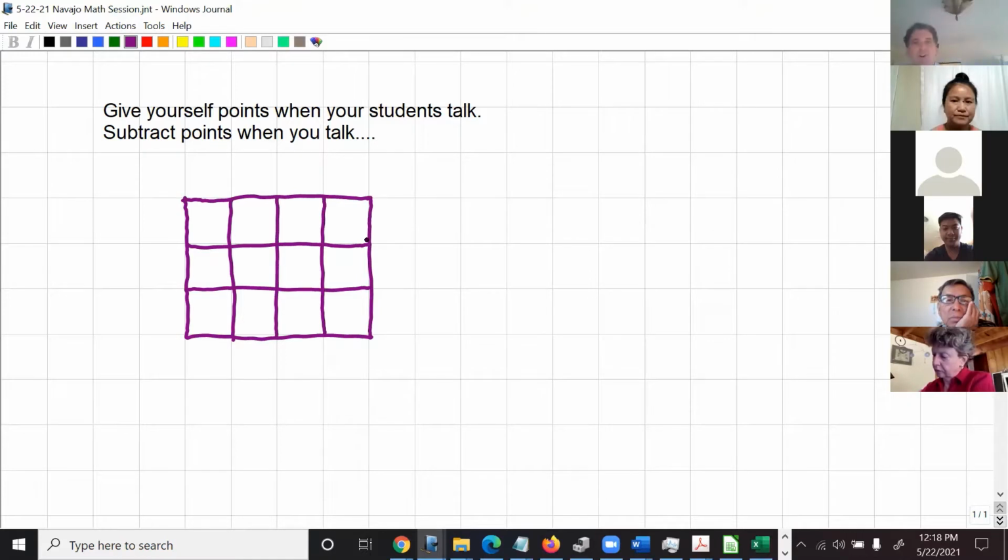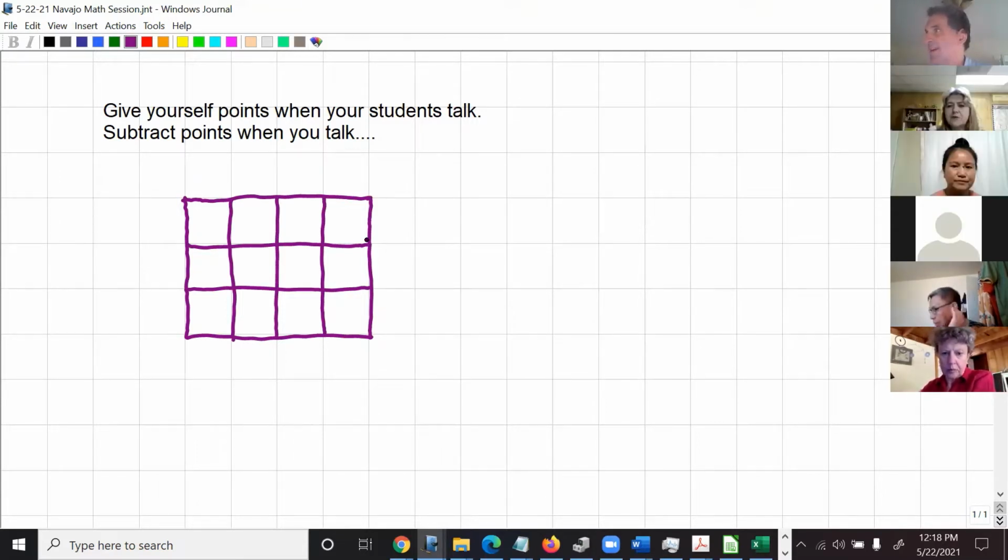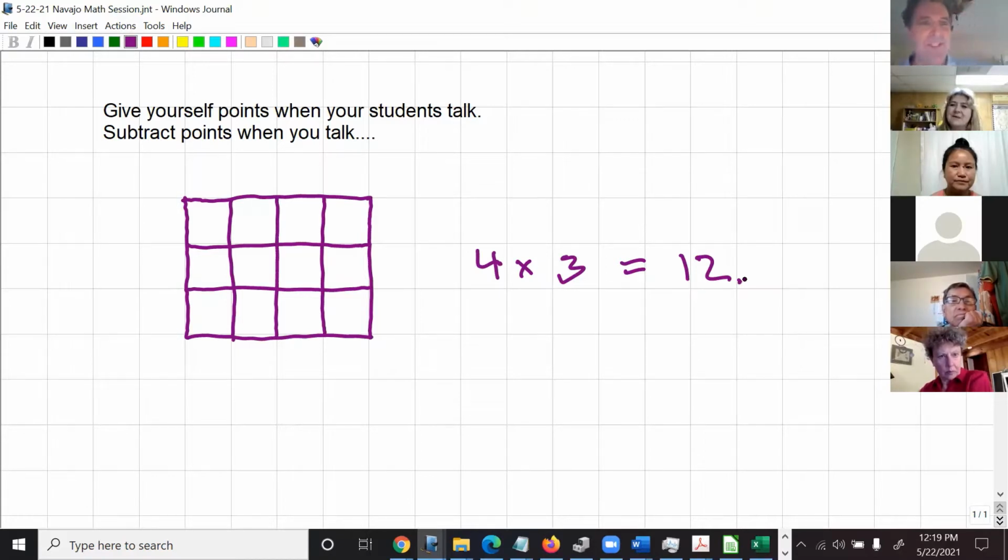So there I've drawn a picture. Can somebody tell me a math problem? 4 times 3. I like it. And what's your answer? 12. Sure. So I gained 2 points for Lisa, and I've lost way more than 2, so I'm still in the red. Let me do something a little funny here with this.